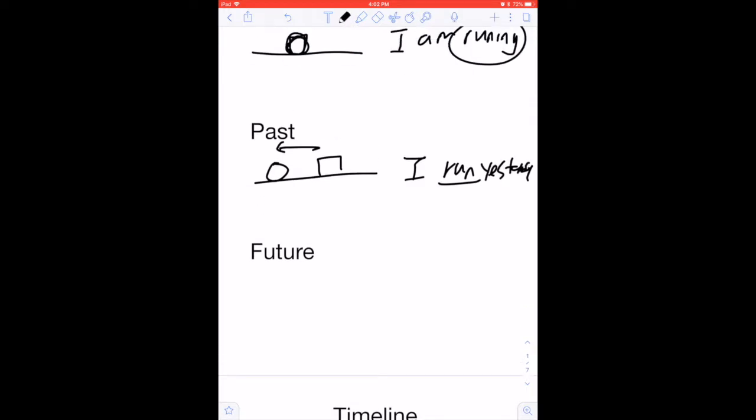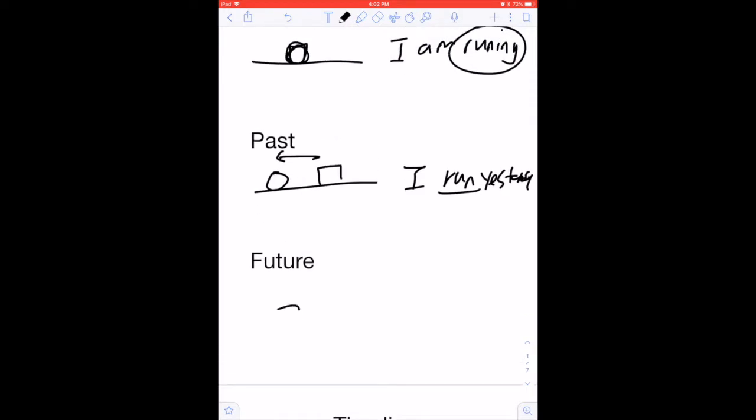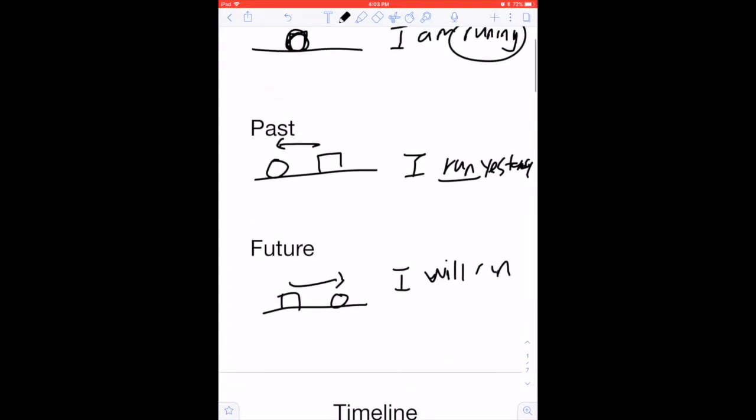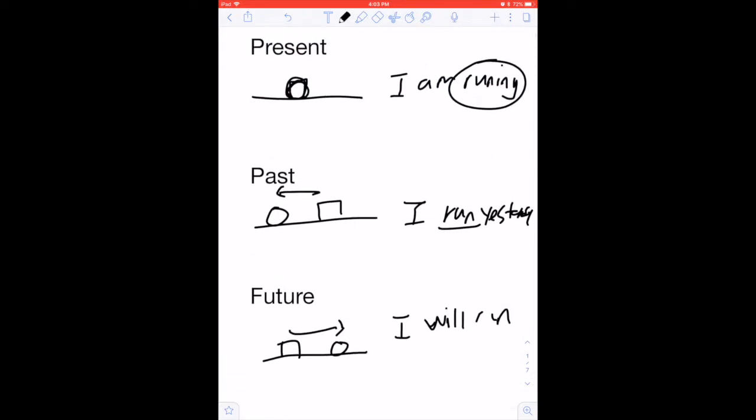And the future tense is basically, you should already know this. When you say this thing, the action should be in the future. So let's use the same example for the thing. I will run tomorrow, or I will run. So this is very simple. You should already know this. This is basic grammar that you have to know.